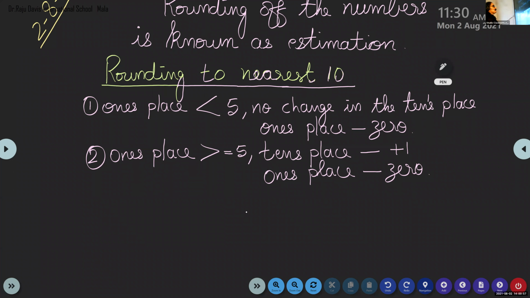After writing this much, just keep the pencil down. Keep the pencil inside your book and close your book and fold your hands and look here. I will just explain once again. Then I will give you the problems for doing.